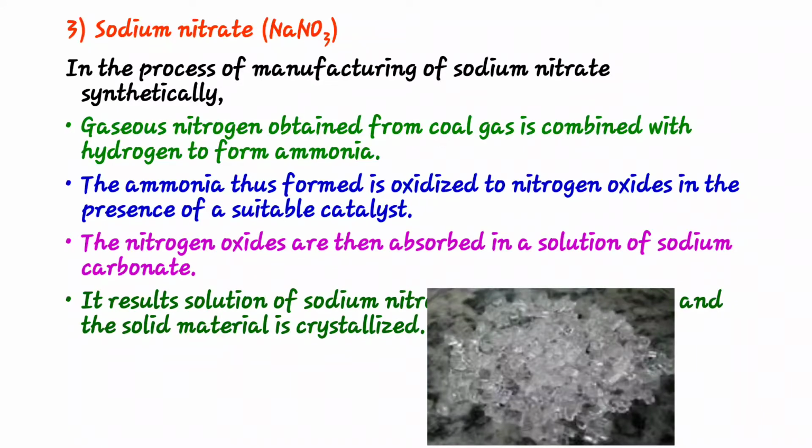In that process, gaseous nitrogen obtained from coal gas is combined with hydrogen to form ammonia. That ammonia thus formed is oxidized to nitrogen oxide in the presence of a suitable catalyst. The ammonia nitrogen oxides are then absorbed in a solution of sodium carbonate, Na2CO3. That results in sodium nitrate, which is then evaporated and the solid material is crystallized. See that picture, the solid material crystallized in the form of sodium nitrate.